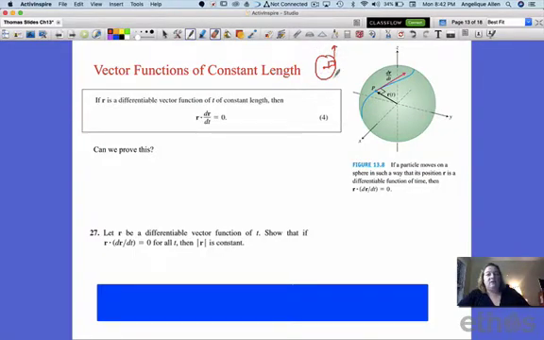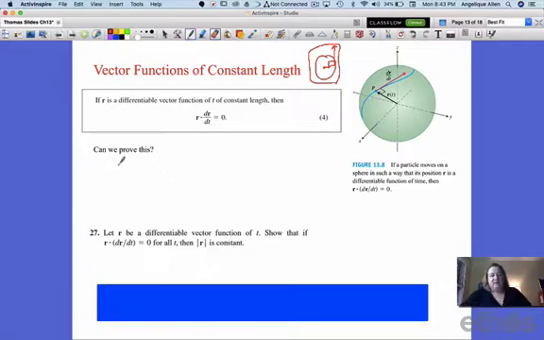By the way, there's no actual proof of this other than visual proofs. It's more of an axiom or a postulate than a theorem, okay? But now we're going to do this with calculus. So if r is a differentiable vector function of t of constant length, which is what we've got here, then r dotted with dr/dt is going to be 0. So we see in the picture it's true. The question is, can we prove it? It turns out to be rather easy to prove, strangely enough.